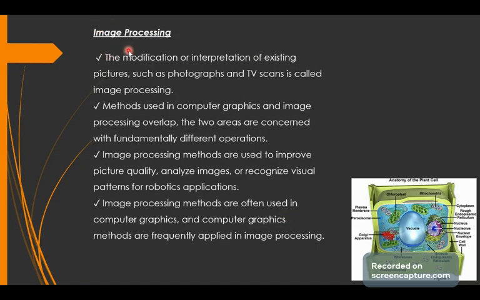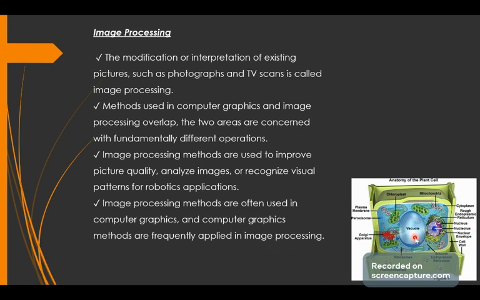The next application is image processing. The modification or interpretation of existing pictures such as photographs and TV scans is called image processing. The methods used in computer graphics and image processing overlap, but the two areas are concerned with fundamentally different operations. Image processing methods are used to improve picture quality, analyze images, and recognize visual patterns for robotics applications. Image processing methods are often used in computer graphics, and computer graphics methods are frequently applied in image processing.